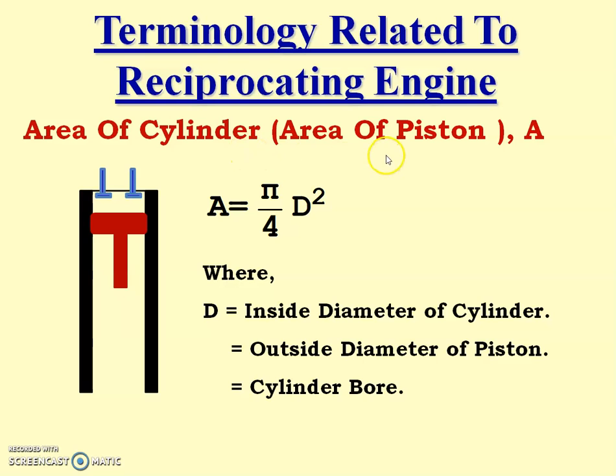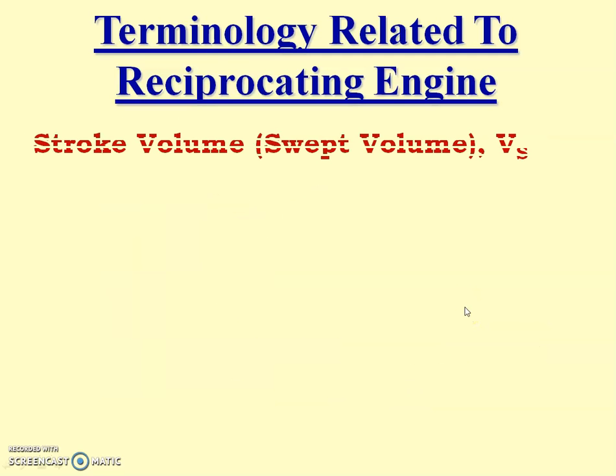Area of cylinder, or it is also known as the area of piston, denoted by the capital A, and it can be calculated using the equation A equals pi by 4 D square, where capital D is inside diameter of cylinder, or it can be the outside diameter of piston, or it is also written as cylinder bore in the different numericals. Stroke volume or swept volume, and the symbol is Vs. We can calculate the stroke volume or swept volume using the equation Vs equals area multiplied by stroke length, that is capital L.